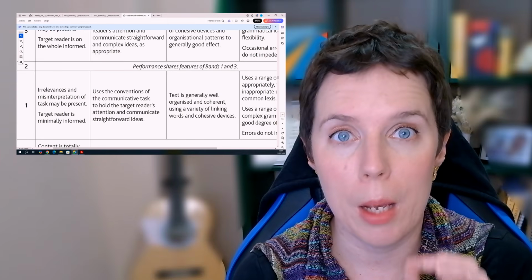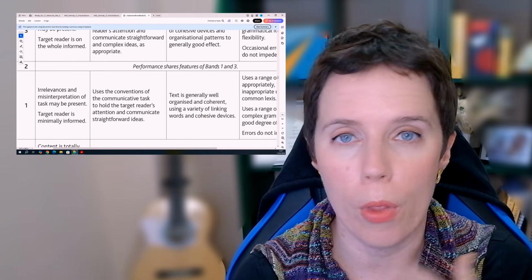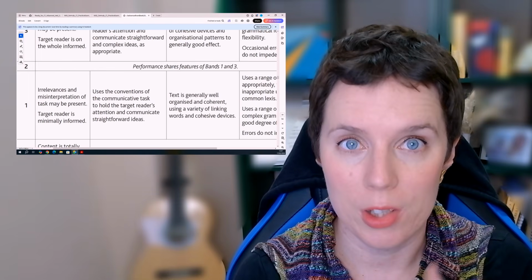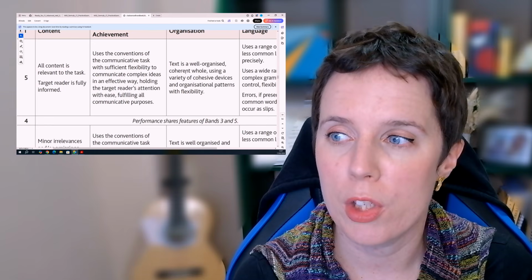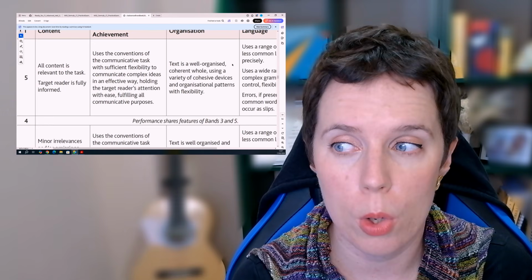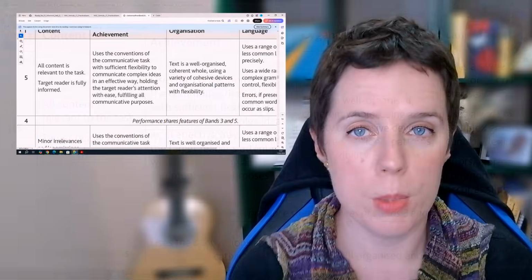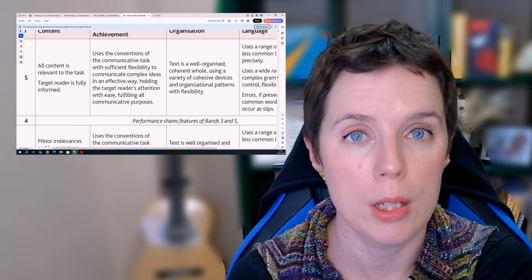So even to get a Band 1, you still have to use linking words, however, although, on the other hand, etc. And you have to organise your text as well, meaning use paragraphs. A Band 5: text is well organised, coherent as a whole, using a variety of cohesive devices and organisational patterns with flexibility. Okay, so this means that your text just flows very well, very naturally.